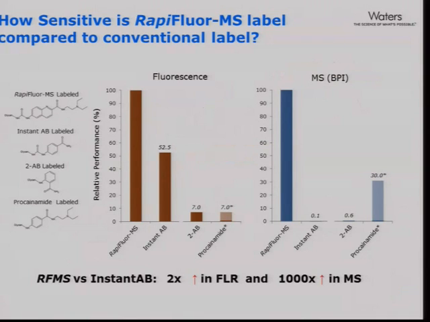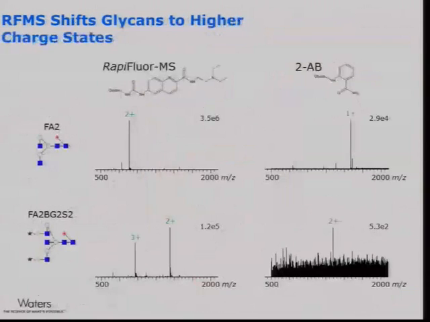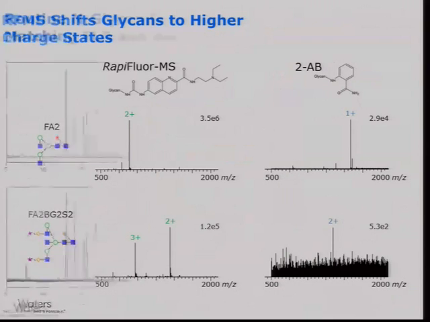It's really helpful. So here, if you compare the RapiFluor with the Instant 2-AB, it's twice as sensitive in the fluorescence detection and 1,000 times more sensitive in mass spectrometry. So this is a really helpful addition. And the reason it does this is because it shifts the glycans to higher charge states. So you see more charge states, and you can get more information that enables you to get more sensitivity.